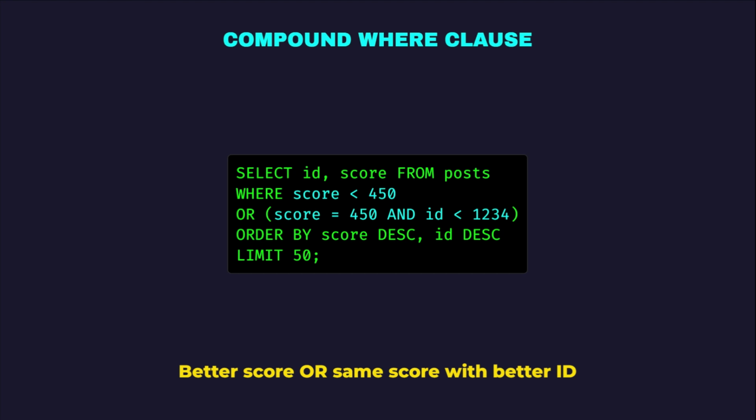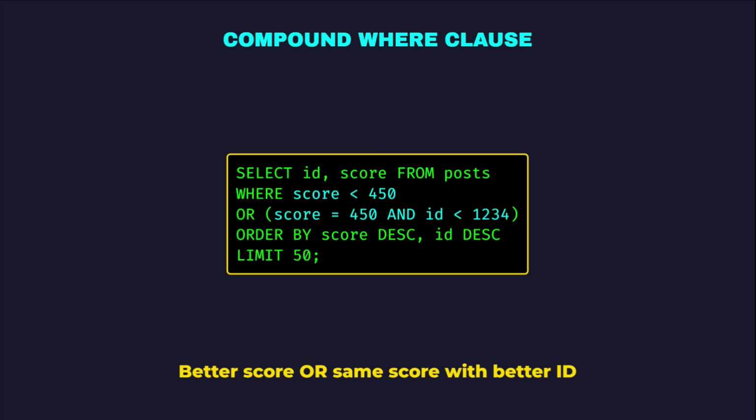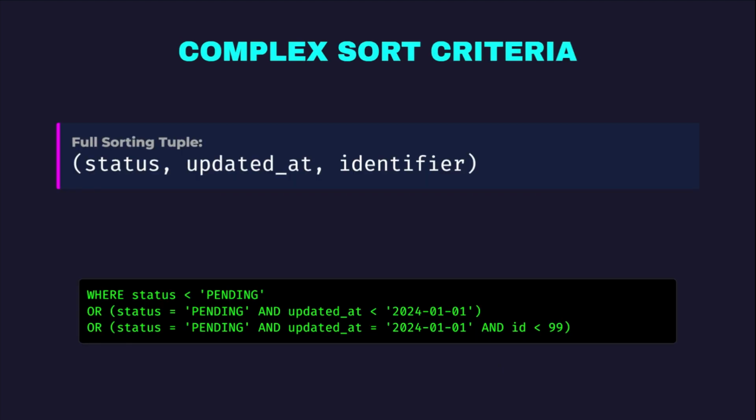Assume we are fetching 50 posts sorted by score descending, and the last post seen had a score of 450 and an identifier of 1234. The next page query must use a compound where clause. The query becomes: select identifier, score, title from posts where score less than 450 or score equals 450 and identifier less than 1234, order by score descending, identifier descending, limit 50. Notice the structure. We look for rows with a strictly better score or rows with the same score but a better tiebreaker identifier. This structure ensures the database only seeks the index starting immediately after the last known point, guaranteeing O of log n performance.